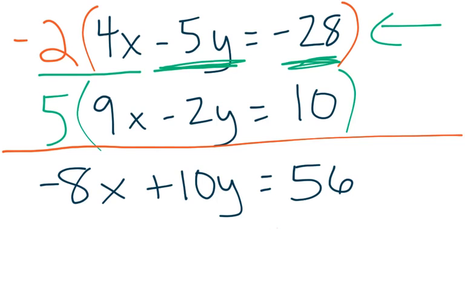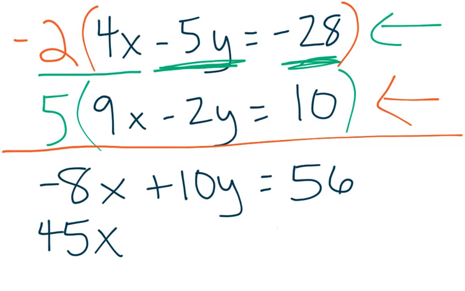So I have multiplied the top equation by negative 2. All the numbers doubled and changed their sign. The next equation, I'm going to multiply everything by positive 5. 5 times 9 is 45.